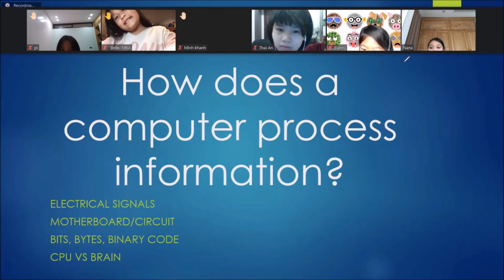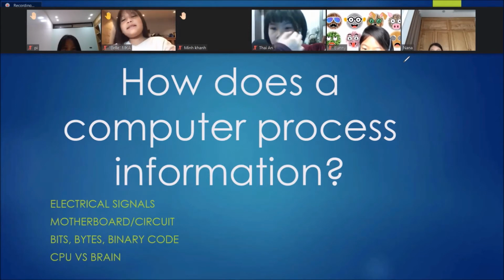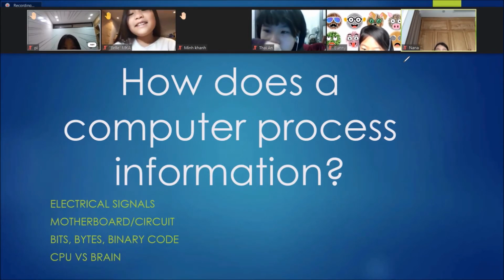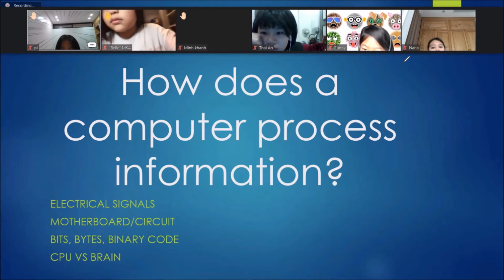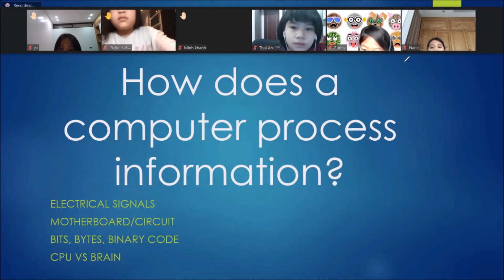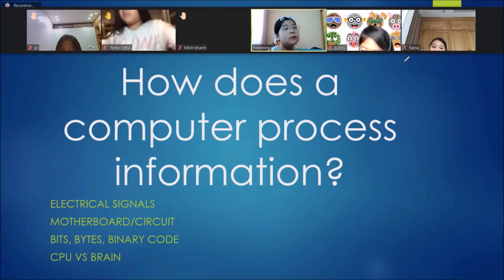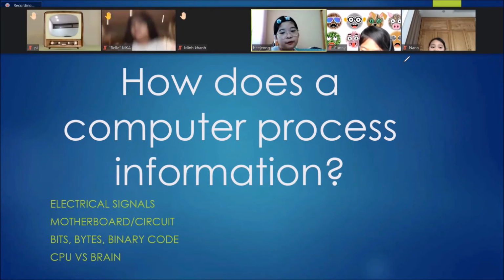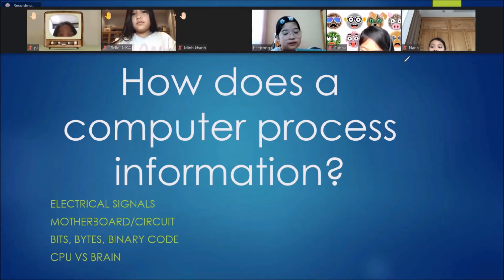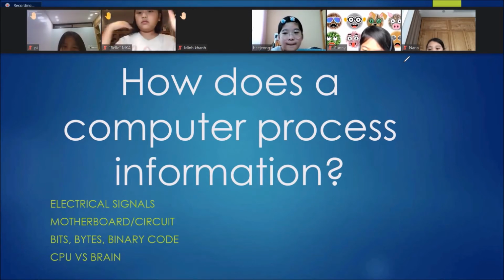Hee-Jung, can you remember which of these is faster? Is the computer faster or is the brain faster? The computer. Good girl. Yeah, the computer's faster. It uses more electrical signals and it's able to make those connections a lot faster.